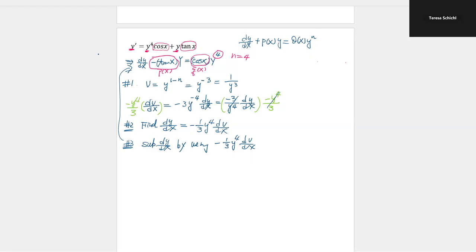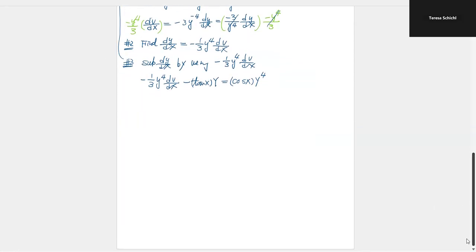This is dy/dx. You see, that's why at the beginning I like to change y prime to dy/dx, so I can see it better. So this is negative 1/3 y to the 4th dv/dx equal to minus the same thing, tangent x times y. Nothing else changes, so it's cosine x times y to the 4th here. After we substitute, I want to simplify it to a dv/dx differential equation.